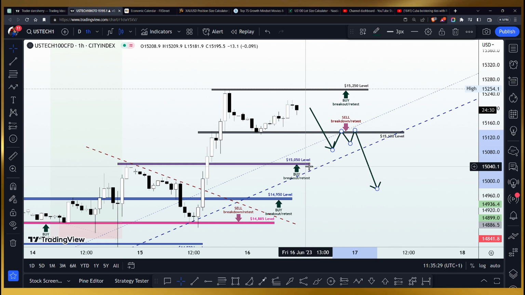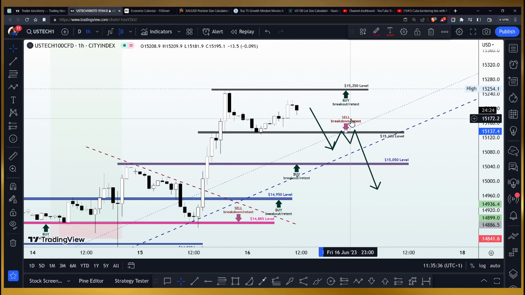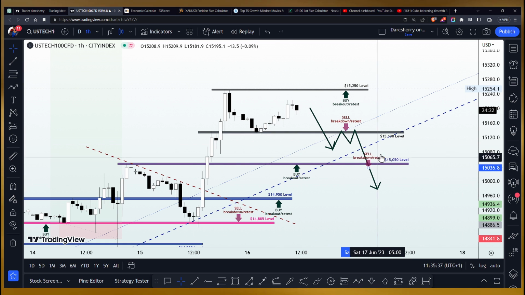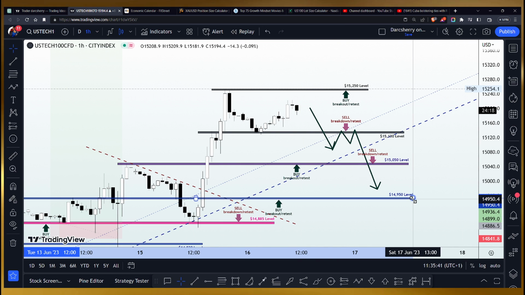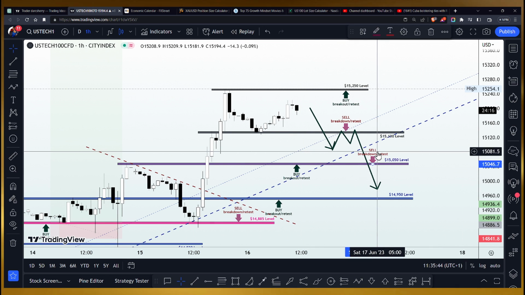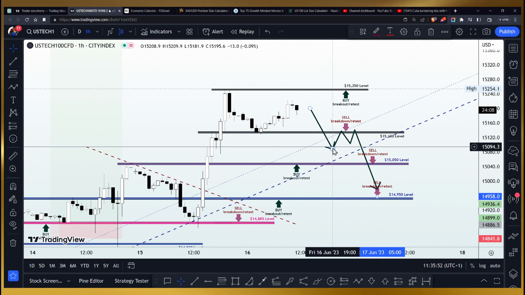And we have key levels like the $15,050 area, where a breakdown of that structure will definitely welcome more opportunities to sell. We also have the 14,950. So these are very important key levels that we can use to maximize the potential of this bearish move if price action ever breaks down that 15,130 level.